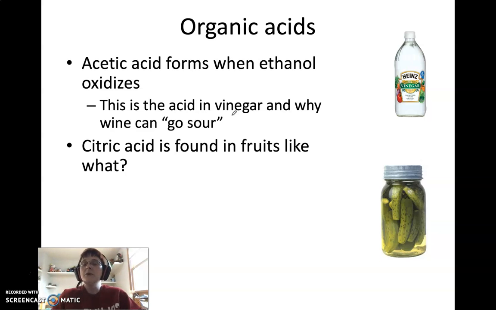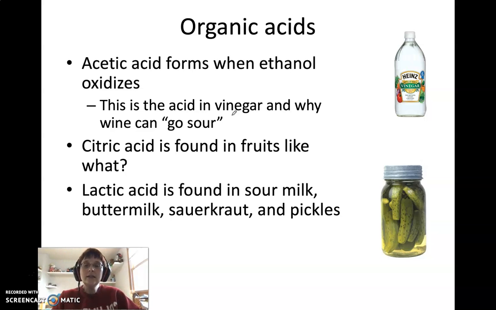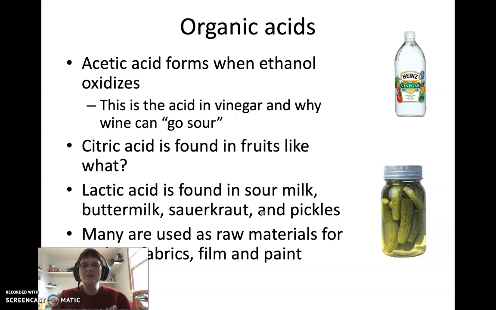Another acid that you know that's an organic acid is citric acid, and I bet you can probably name some fruits that citric acid is found in. Lactic acid is found in sour milk, not probably your favorite way to find it, but also buttermilk, sauerkraut, and pickles contain lactic acid. So that's what creates, I want to say, the mouth-clenching, pinching kind of flavor in something like sauerkraut and pickles.